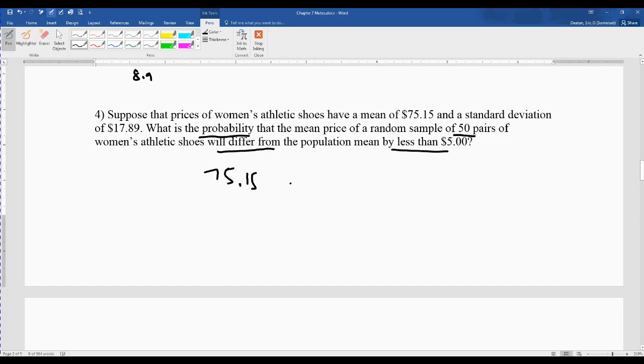You've got $75.15. That's the mean. We want to know what's the probability that the mean price of the 50 pairs would differ by less than $5. Well, it doesn't say which way, either that way or this way. So you have to look at both possibilities. So $5 that way and $5 that way. You subtract $5 from 75.15, you get 70.15, and when you add $5 to 75.15, you get 80.15. Well, that's your two bounds.